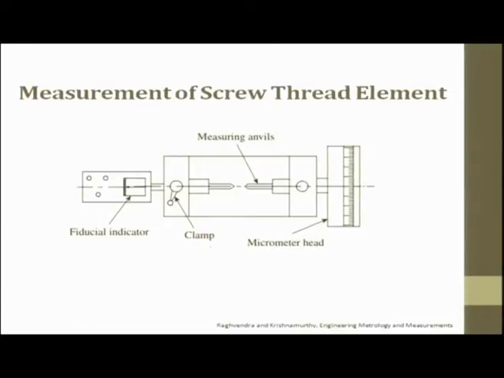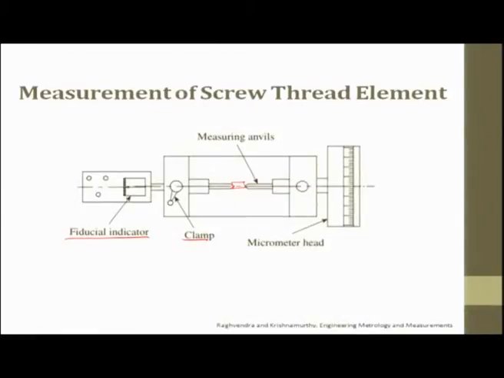So, if you go back and look at this, this is the fiducial indicator. You have a clamp. Here is a clamp which we can take as the dead center, and the other one we can take as a live center. We move this, put the screw thread here, and then between these two centers we hold it, and this is seen by a micrometer reading, which gives the thread major diameter reading.